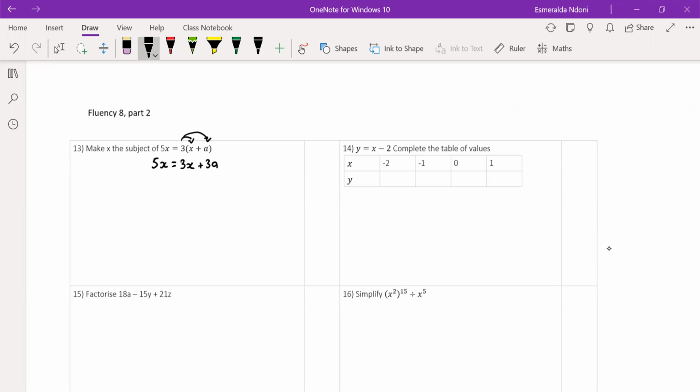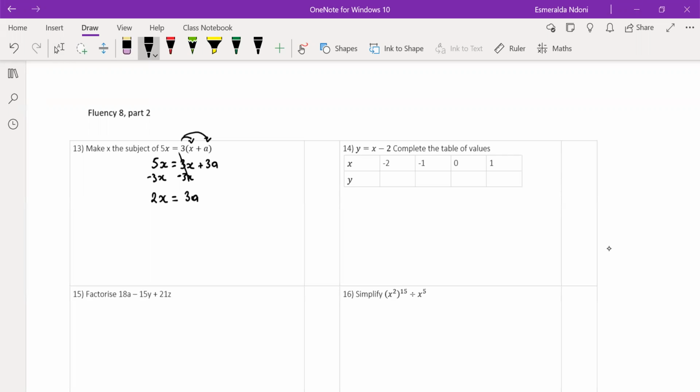Now we have x on both sides, so we have to get rid of the smallest x. 3 is smaller than 5, so we have to get rid of 3x. Successful elimination with inverse operation. That's why I did a negative 3x, because I want to get rid of it. 5x take away 3x is 2x, and on this side I am left with 3y.